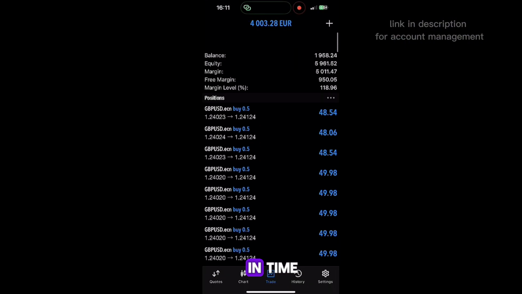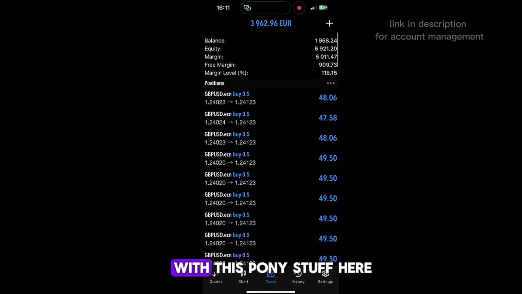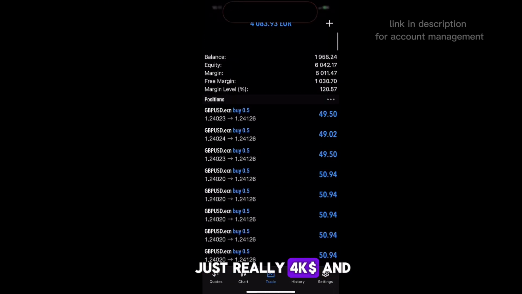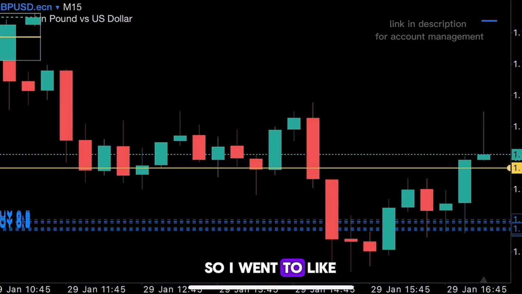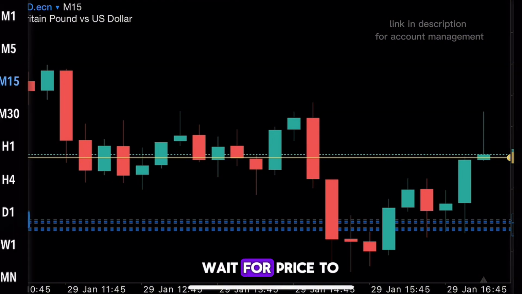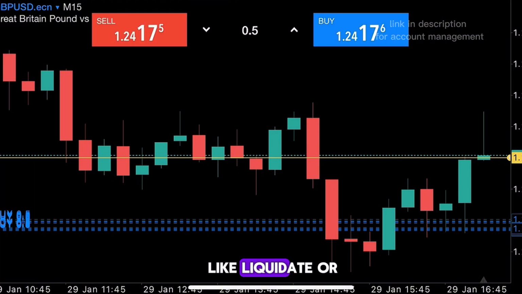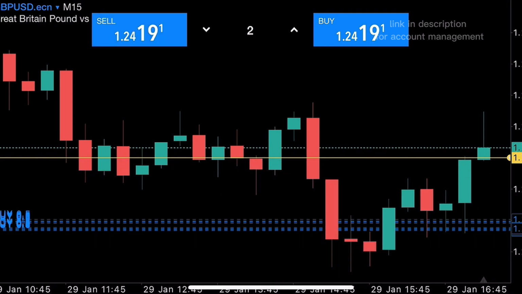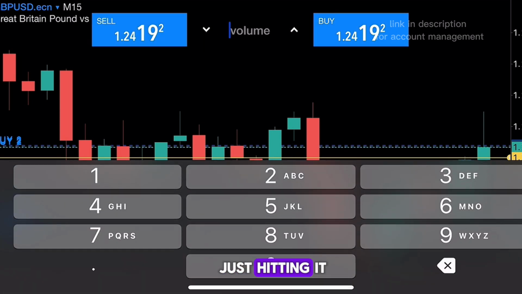And at this moment in time, I wasn't satisfied with this. You know, this is only 4k and it's nothing. So I waited for price to liquidate or slightly liquidate that high there, and when it was liquidating that point there, you can see I was hitting it there at the third candle. I've already explained this confirmation before. The third candle is where the retest comes into play, and then I was just hitting it.